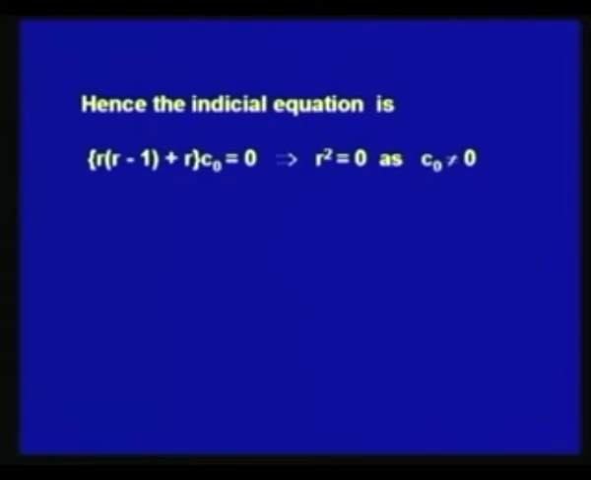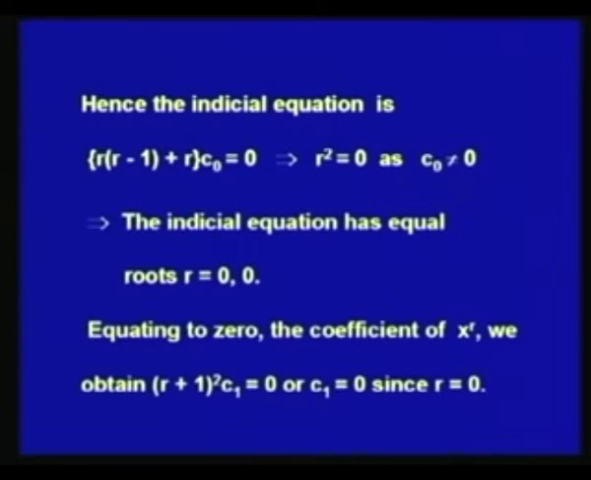It is given by r(r minus 1) plus r, times C naught, equal to 0, which implies r square equal to 0, as per our assumption C naught is not equal to 0. And thus we can see that the initial equation has two equal roots, 0 and 0. Now next we equate to 0 the coefficient of the next higher power of x, that is the coefficient of x to the power r. This will give us (r plus 1) whole square into C1 equal to 0. Since r is equal to 0, therefore C1 will be 0.